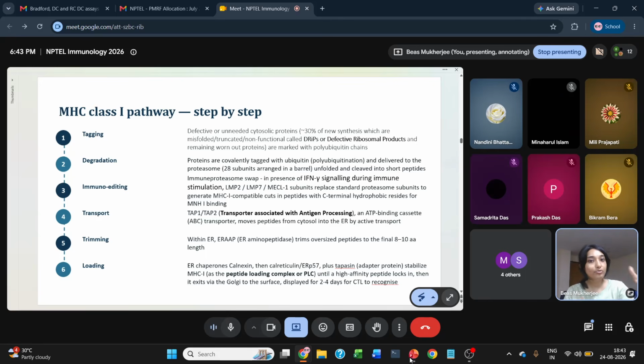Now in the proteasome, something happens when there is immune activation going on. When there is interferon gamma signaling, what happens? These three proteins, LMP2, LMP is low molecular weight protein. Remember, so LMP2, 7, and there is something called MECL1. Please note down the full forms. Okay, I have not mentioned them in this slide, but please remember the full forms. Okay, now these subunits replace the standard subunits in the proteasome to generate MHC-1 compatible cuts in the peptides with C-terminal hydrophobic residue for MHC-1 binding.